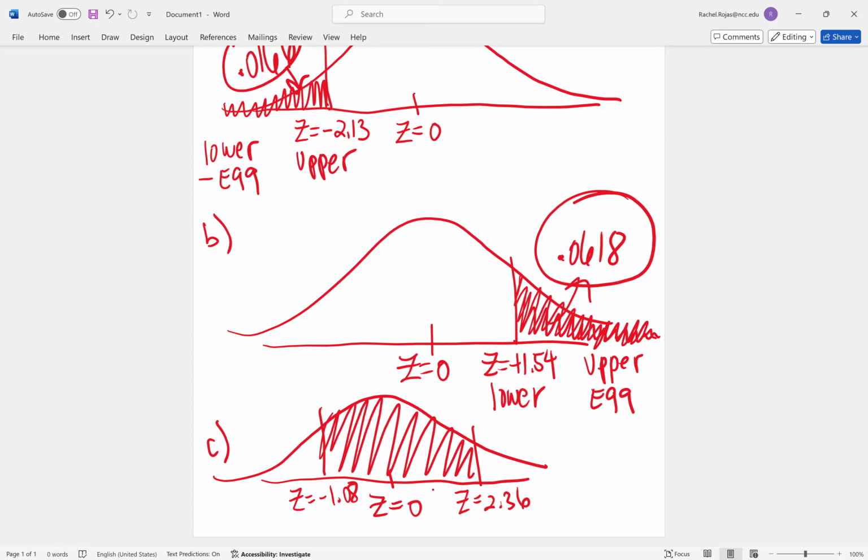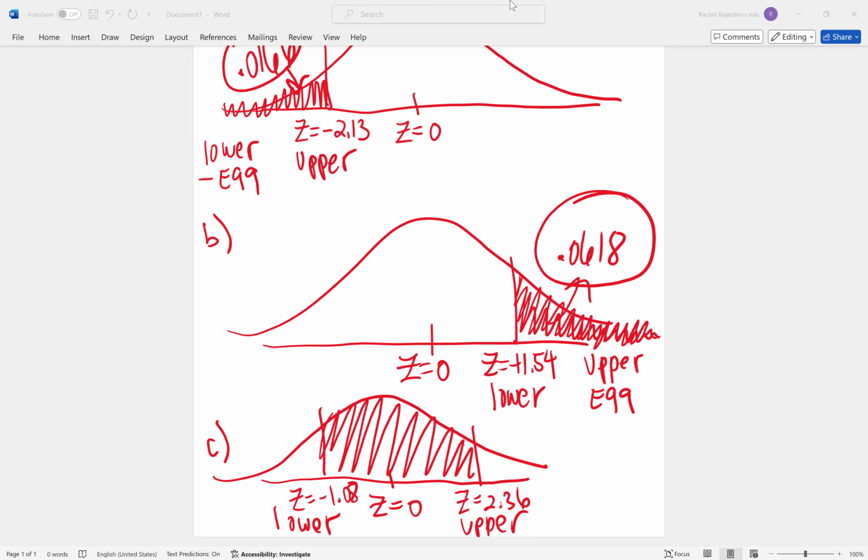So now we're between two z-scores. We're not in the left tail or the right tail. We only need infinity, either negative infinity or positive infinity, negative E99 or positive E99, if we're in one of the tails. If we're bounded by two scores, there's no E99, right? My lower in this case is going to be negative 1.08. That's where the shading starts from the left. Now, where does it stop on the right? That's the upper, and that's the 2.36.